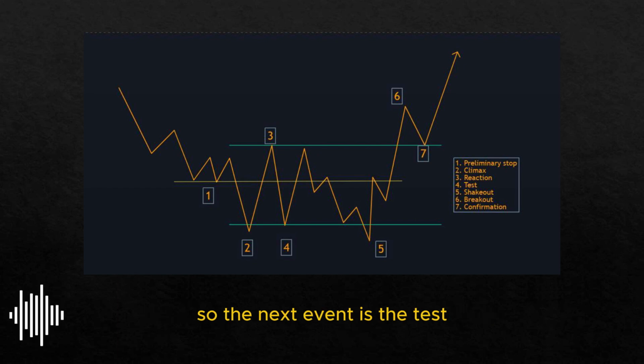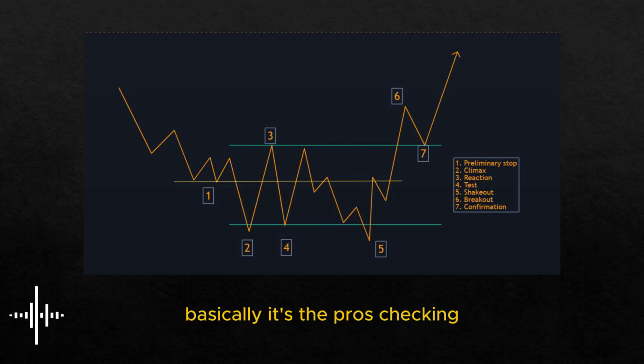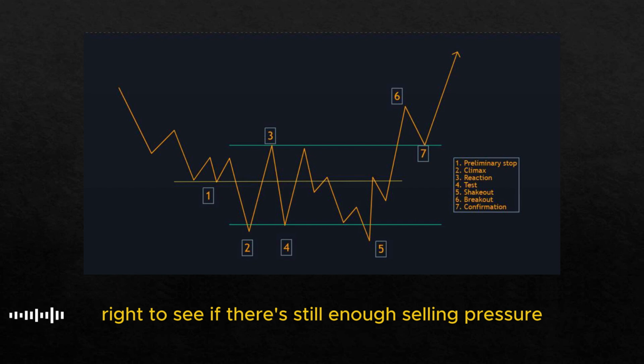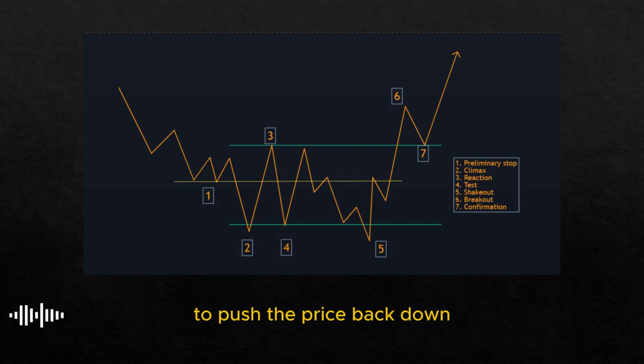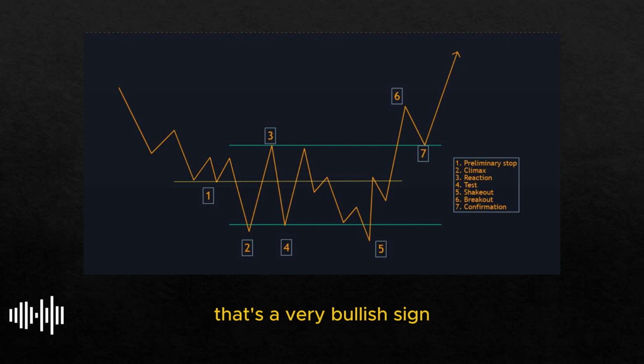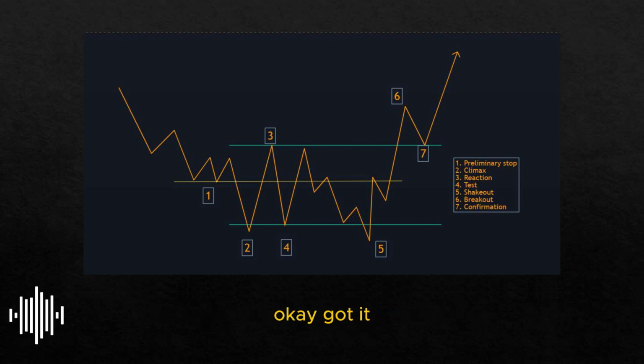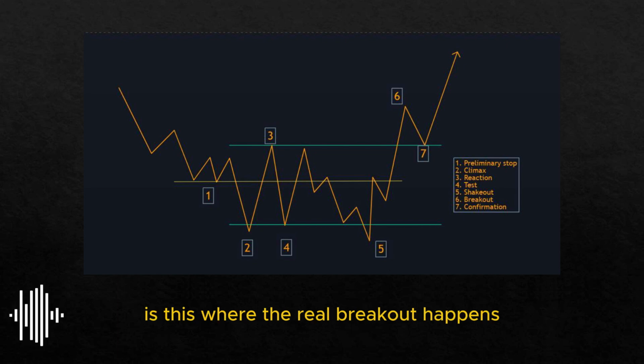So the next event is the test. This is a weaker move back towards that climax level. Basically, it's the pros checking to see if there's still enough selling pressure to push the price back down. And if you see low volume during a test, that's a very bullish sign. It means those sellers are getting tired. Low volume during the test. Okay, got it. So what's next? Is this where the real breakout happens?